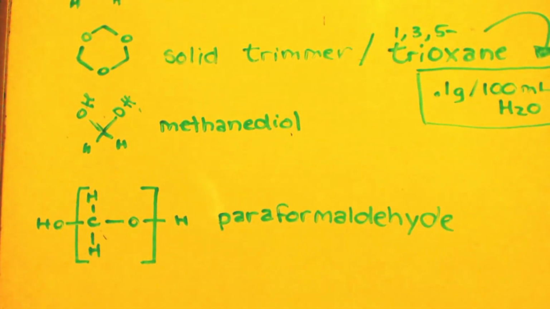I also did a video on copper oxide oxidation of alcohols to make aldehydes. So if you want to make formaldehyde or another aldehyde that way, you can check that video out.